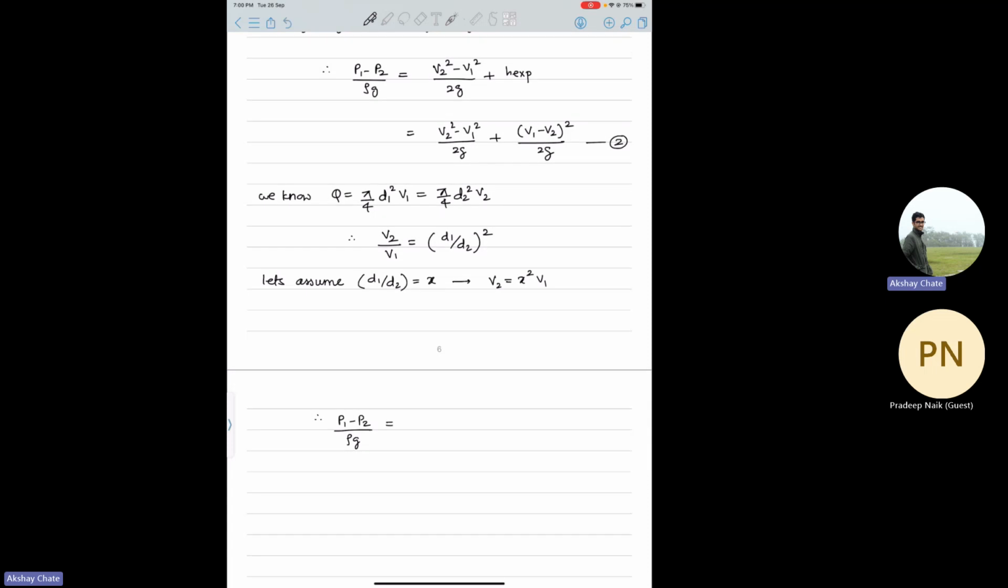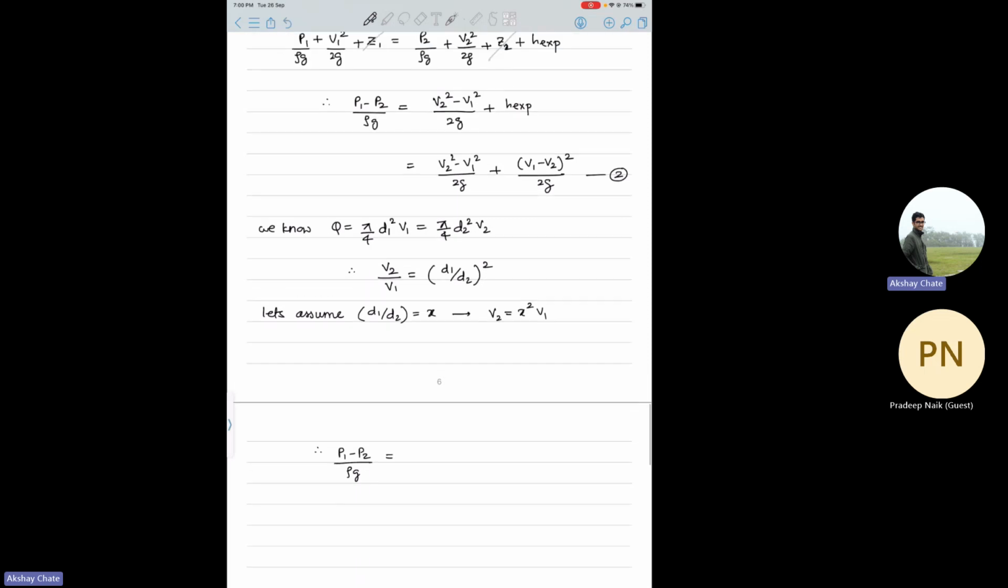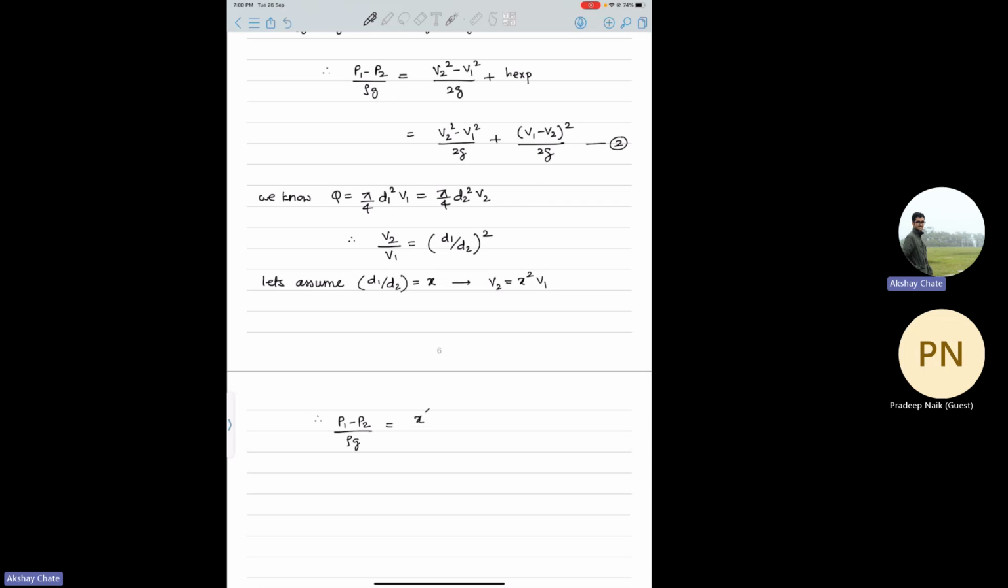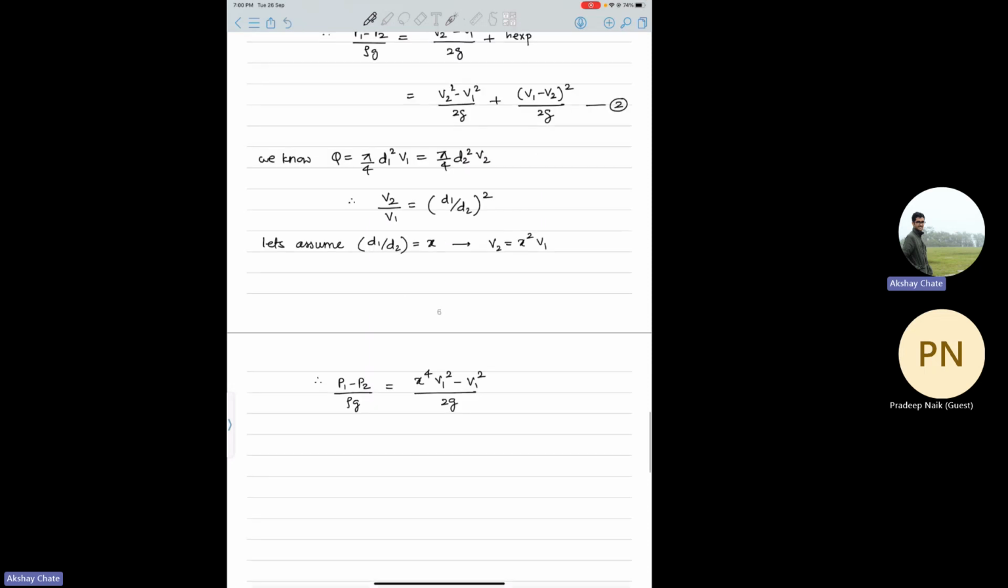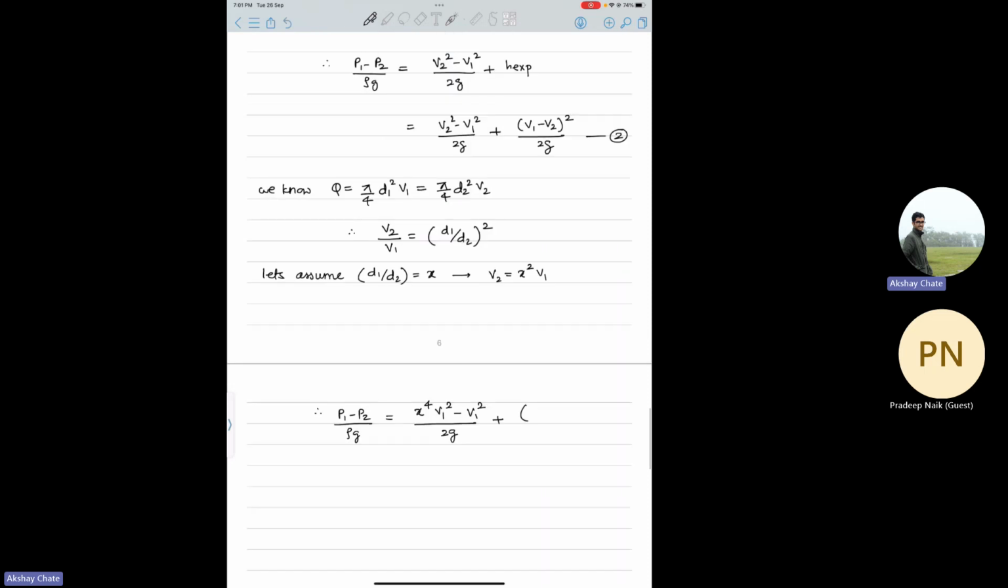Okay, let's solve the whole thing. We will replace V2 so that on the LHS we have only V1. So first term, V2 square. V2 square is x power 4 into V1 square, minus V1 square as it is, divided by 2g. This is our first term. And second term is V1 minus V2, right? V2 is x square V1. So it will be x square V1 whole square divided by 2g, right?